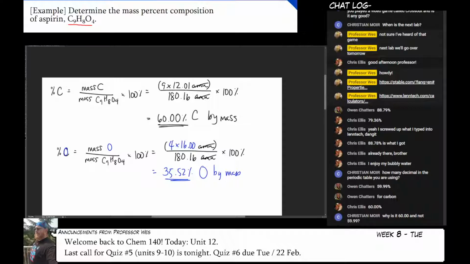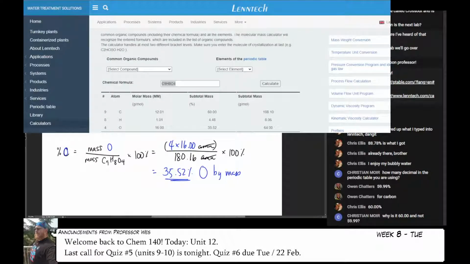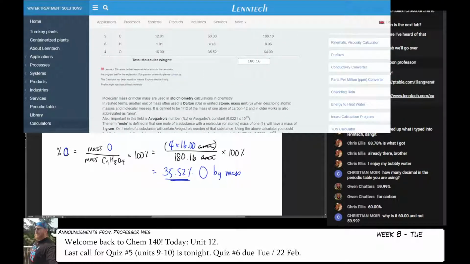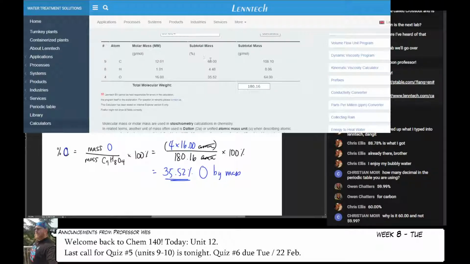This is kind of tedious, so if I go over here to Lentech, where is Lentech? There we go. You might notice that if I scroll down here and then I highlight this, there's a column that already does this for you. The mass percentage is already being calculated when you go to Lentech and you just type in the formula.